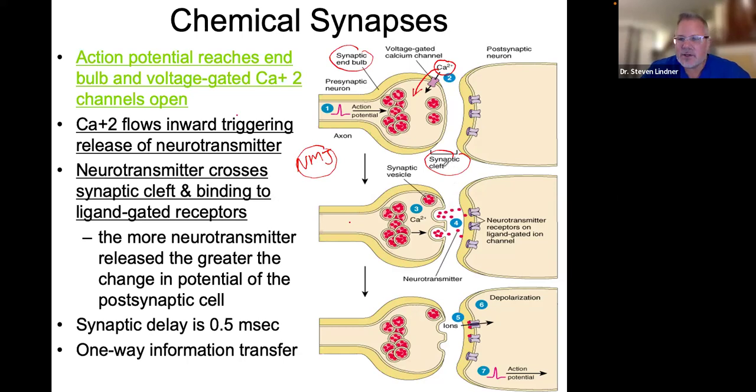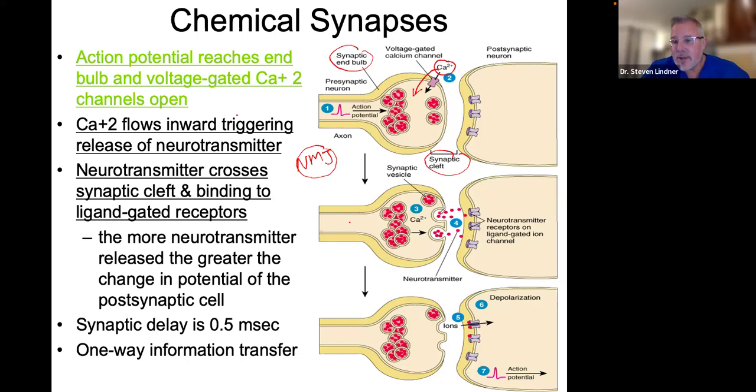If it's the neuromuscular junction, remember that neurotransmitter is acetylcholine, but this could be dopamine, or this could be serotonin, or this could be GABA. This could be any neurotransmitter, okay? The one that we're familiar with so far is acetylcholine, but there are others that we will learn about shortly.